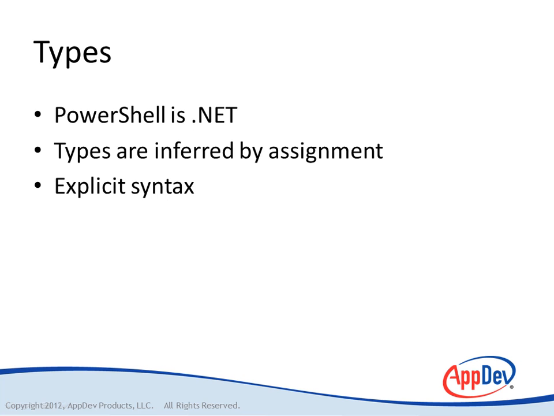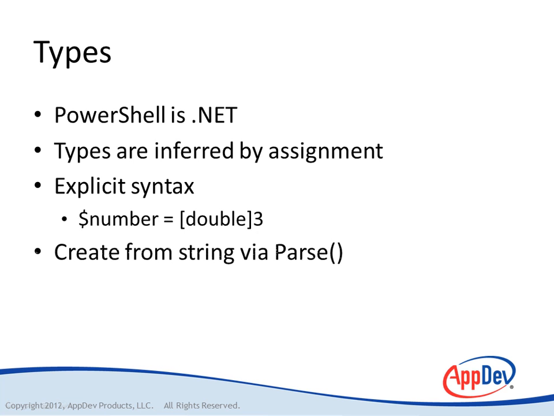But it's possible to declare your variables through the assignment with an explicit syntax that says this number, even though it looks like an integer, is actually a floating point double. And that's done by including the type name in front of the value enclosed with square brackets. You can also create a number of objects from strings when the base type contains a parse method. And there are a lot of .NET types, simple types that contain parse methods, and I'll show you how to do this in just a second.